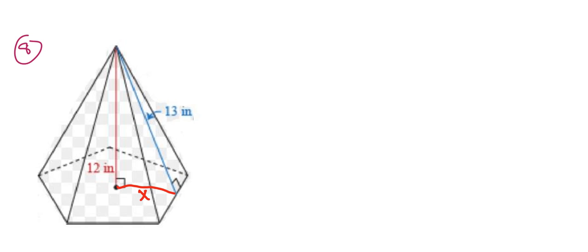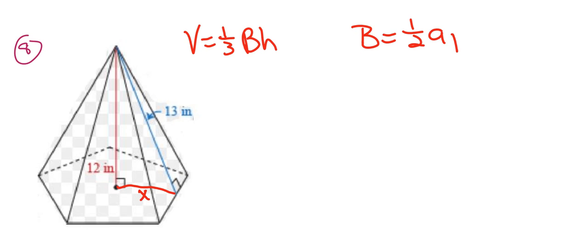So first thing we want to do is think about what we need. Volume is 1/3 area of the base times the height. So that capital B is going to be half the apothem times the perimeter. So I need the apothem, which I'm going to get right now using this triangle, because that's the apothem x. So I'm going to do x squared plus 12 squared equals 13 squared.